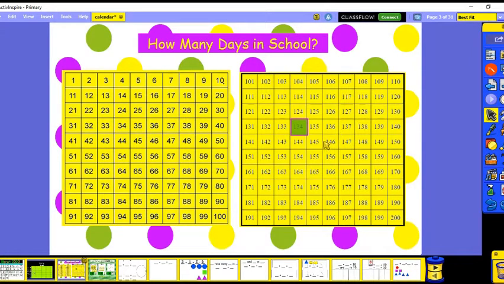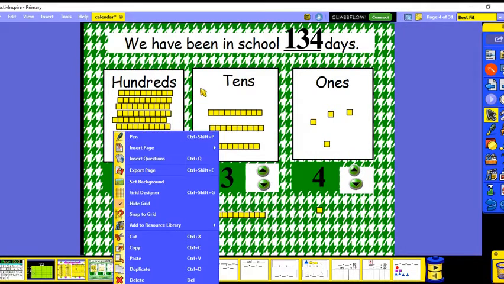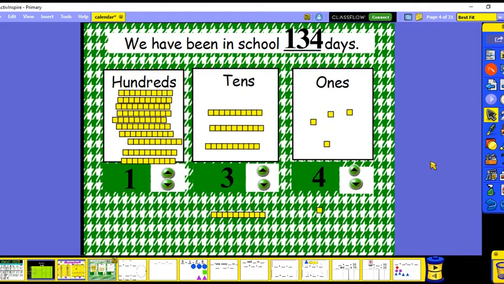And we've been in school for 134 days. So here's our 100. Remember, 100 is 10 tens. 10, 20, 30, 40, 50, 60, 70, 80, 90, 100. So 134. So that's 100, which is 10 tens, 3 tens, and 4 ones.